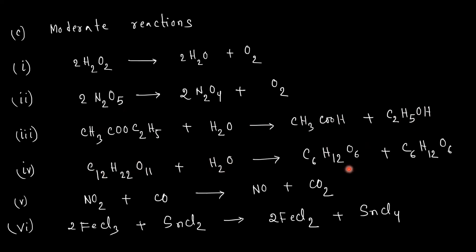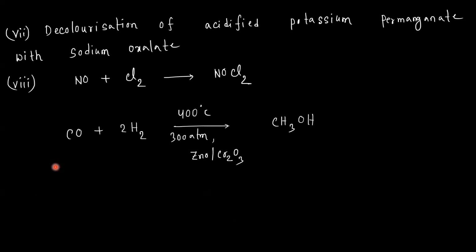sugar gives us glucose and fructose, reaction between NO2 and carbon monoxide gives us nitric oxide and carbon dioxide, reaction between ferric chloride and stannous chloride gives us ferrous chloride and stannic chloride. Decolorization of acidified potassium permanganate with sodium oxalate, and the last one is the reaction between nitric oxide and chlorine to form NOCl.